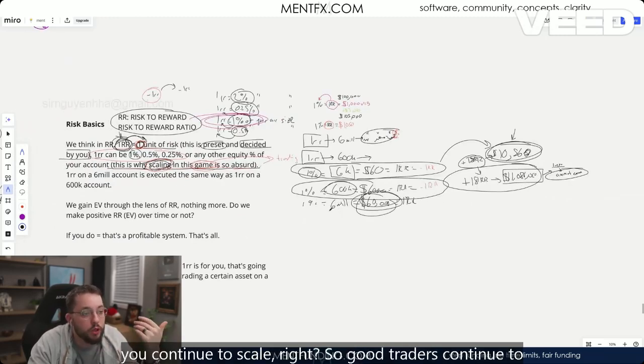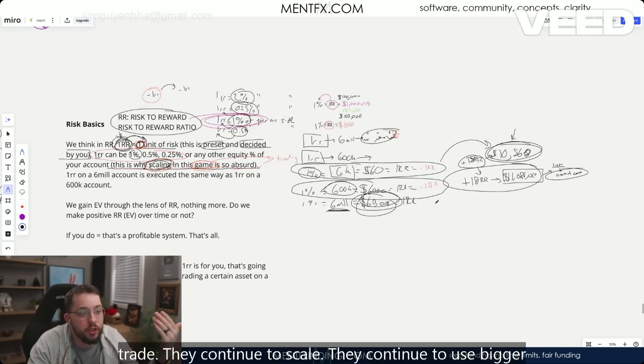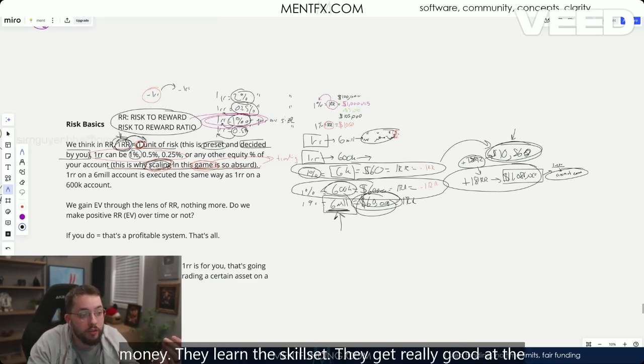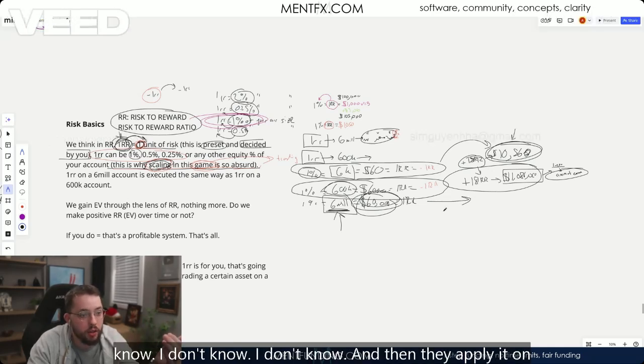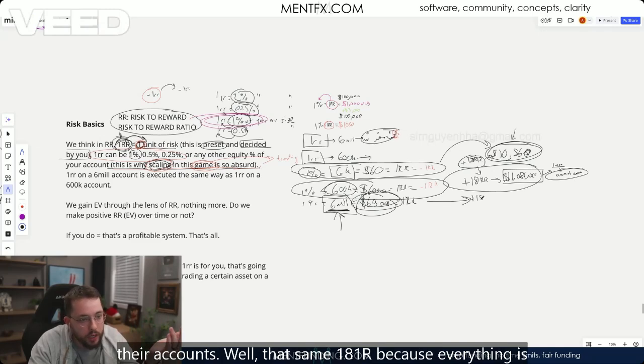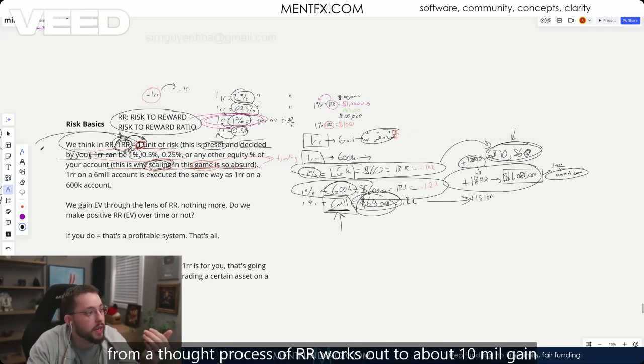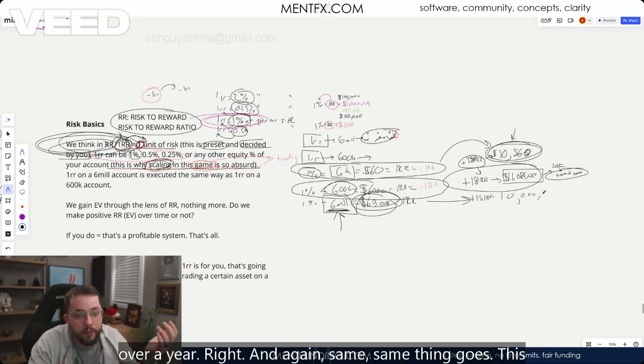And then we don't even have to talk about what it means when you continue to scale. Good traders continue to trade, they continue to scale, they continue to use bigger accounts, or people already come into the game with a lot of money, they learn the skill set, they get really good at it, and then they apply it on their accounts. Well, that same 181R, because everything is from a thought process of RR, works out to about a 10 mil gain over a year.